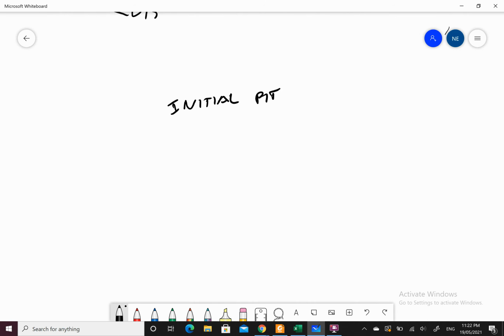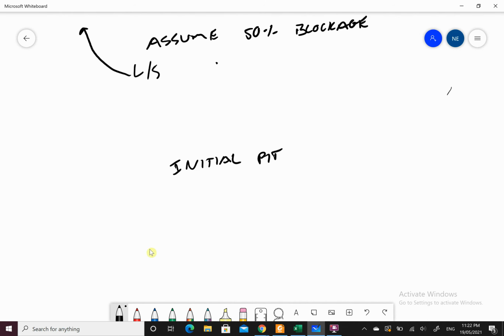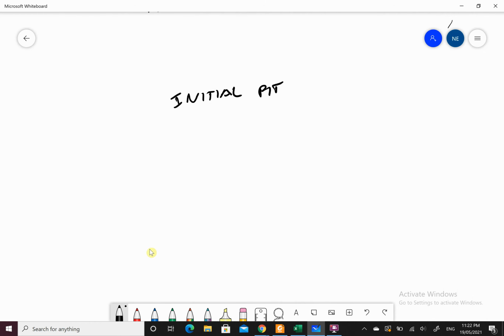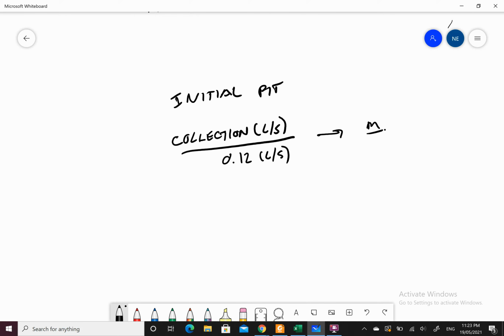So your initial pit is simply going to be whatever your blockage rate is. You'll assume 80% for the first one, 20% bypass or something like that. And it will be whatever the collection is, that's in liters per second, divided by our flow, 0.12 liters per second. This will get you your first pit, so your initial pit, in meters, the distance. Work out your intermediate pit and your final pit.